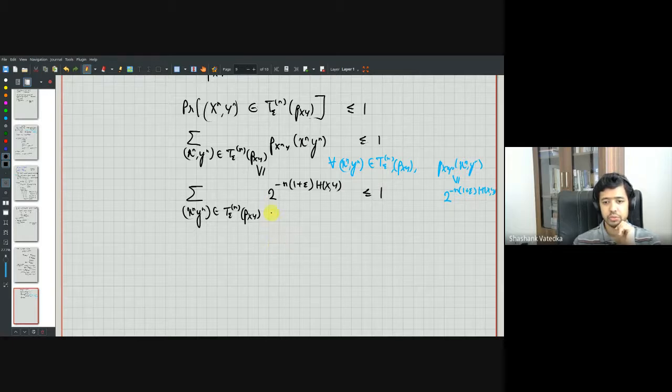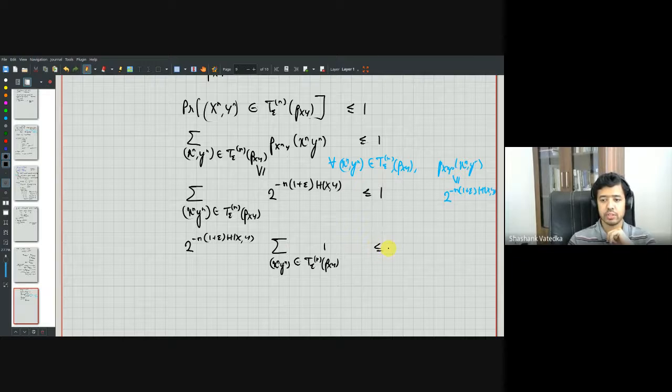All right. So note that this term over here doesn't depend on the particular sequence x^n or y^n. So I can take it outside the summation. So this is 2 to the minus n times (1 plus epsilon) H(X,Y) times the summation over all x^n, y^n in T_epsilon of 1. Right, so this is less than or equal to 1.